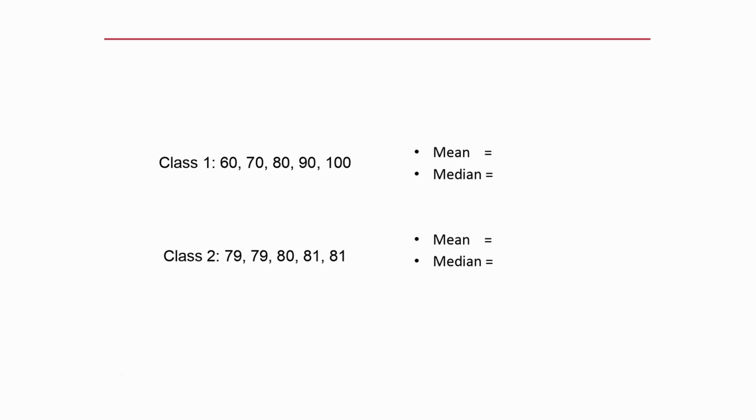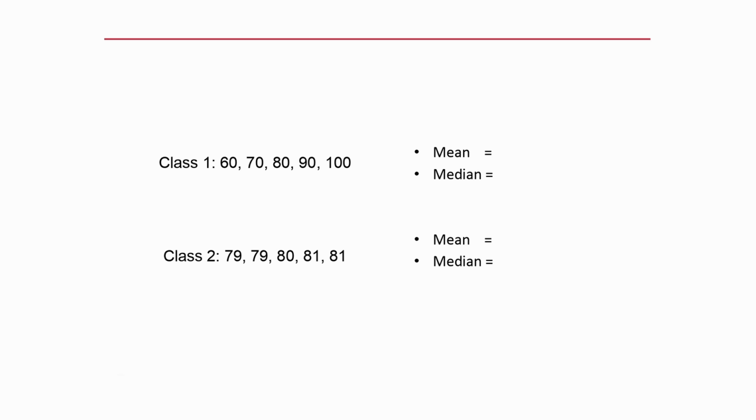Now in terms of shape, it turns out that both of these classes are exactly symmetric. Not fairly symmetric, they are exactly symmetric. If you were to fold the data sets across themselves right on 80, they would match up with each other perfectly. So 60 and 70 are equidistant from 80 as 90 and 100 are. And the same thing with 79, 79, and 81 and 81.